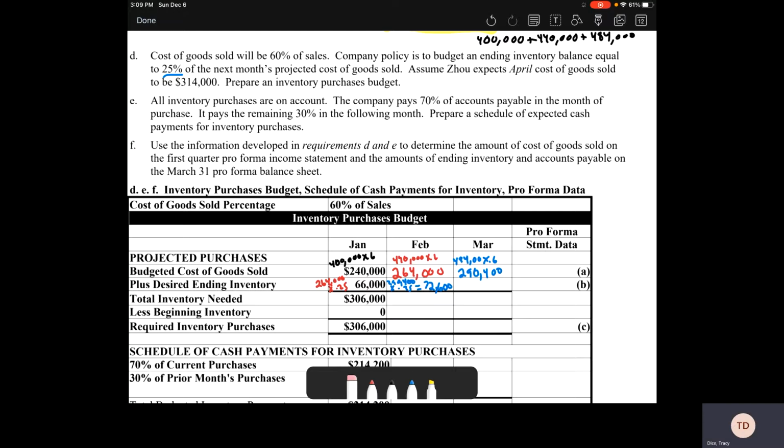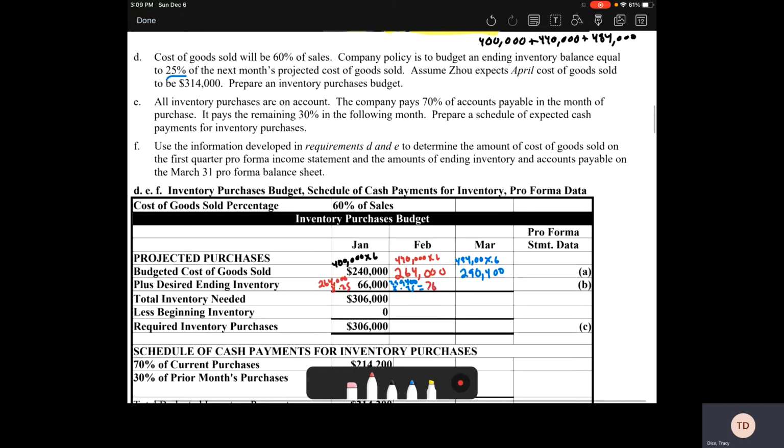Actually, the blue is because that's where we get it from, but this is still your February ending inventory. Sorry, 72, not 76.